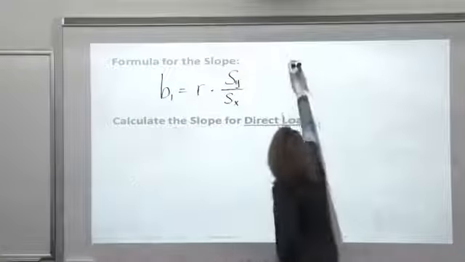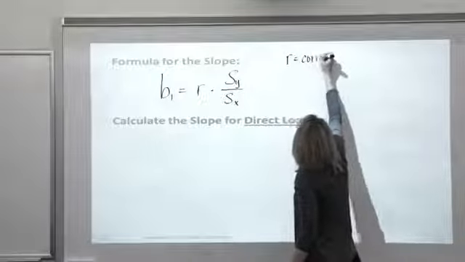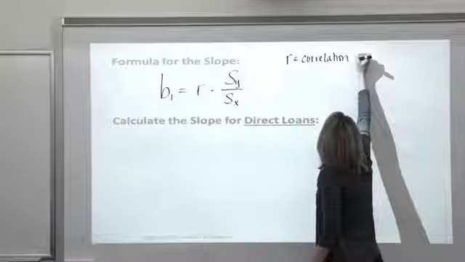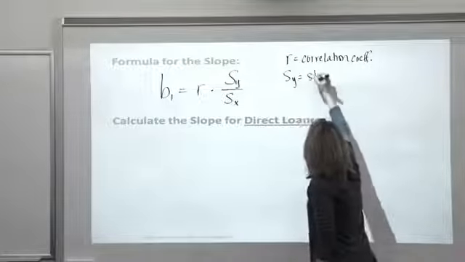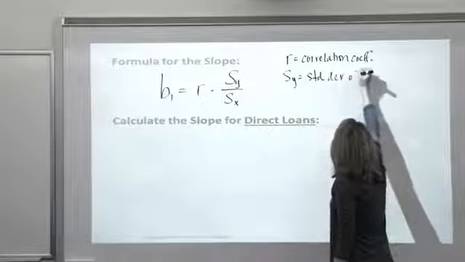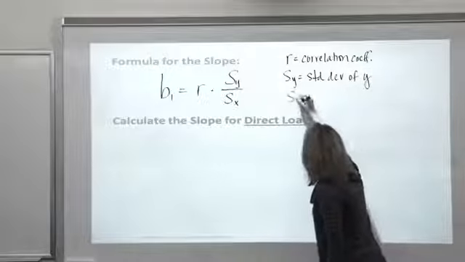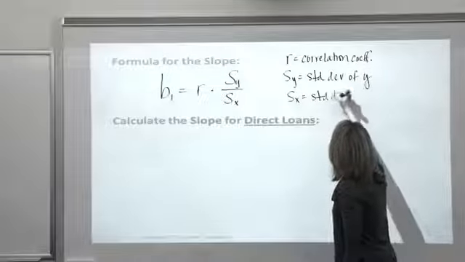Just to recall here, R is your correlation coefficient. You should know that. And S with the y on it is the standard deviation for the y variable. And when we put a subscript of x, that's the standard deviation for x.